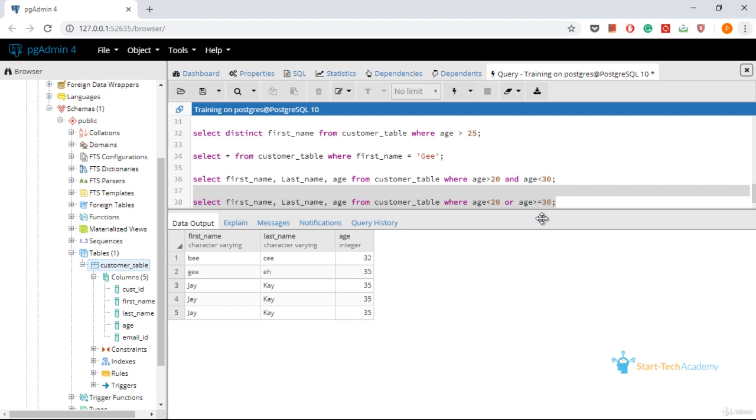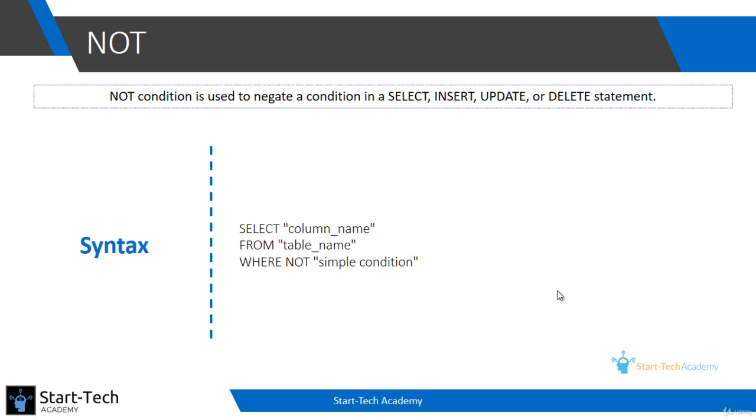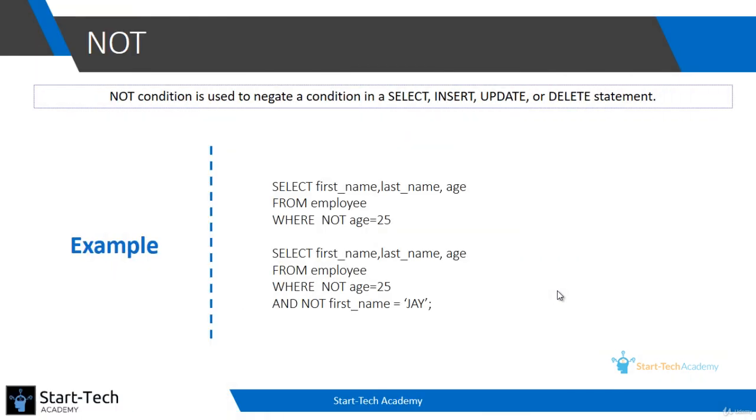Apart from and or, there is one more logical operator called not. The not operator is used to negate a condition. So last time when we found out that there is one customer with age 25, if we want to find out all the other customers, we can just use not. So let us write this example where we are finding out all the customers with age not equal to 25.